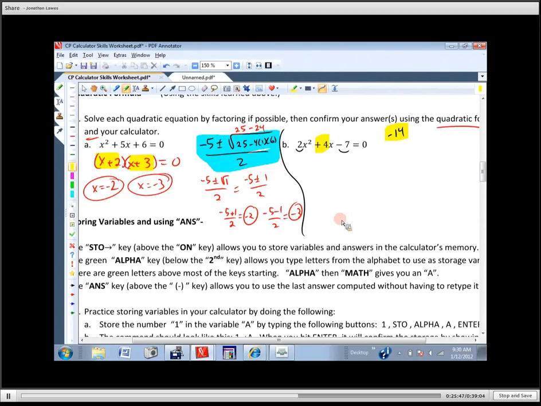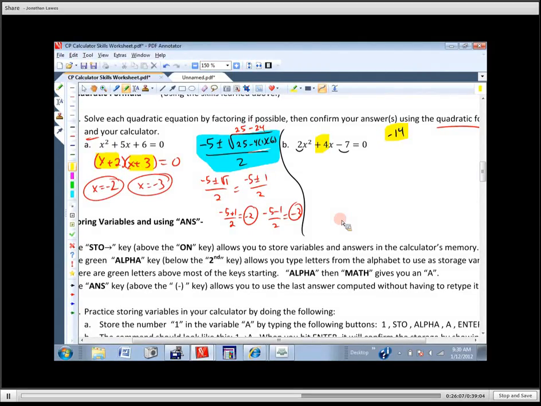So 1 and 14 certainly wouldn't work. How about 2 and 7? Nope. Are there any other ways we could make a 14? No. So this doesn't factor. This is a prime polynomial. That means we can't factor it. That means the best tool we've got for solving this is the quadratic formula.